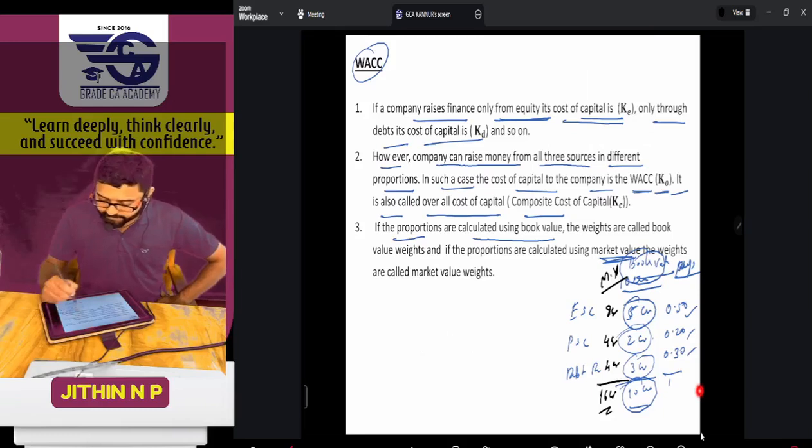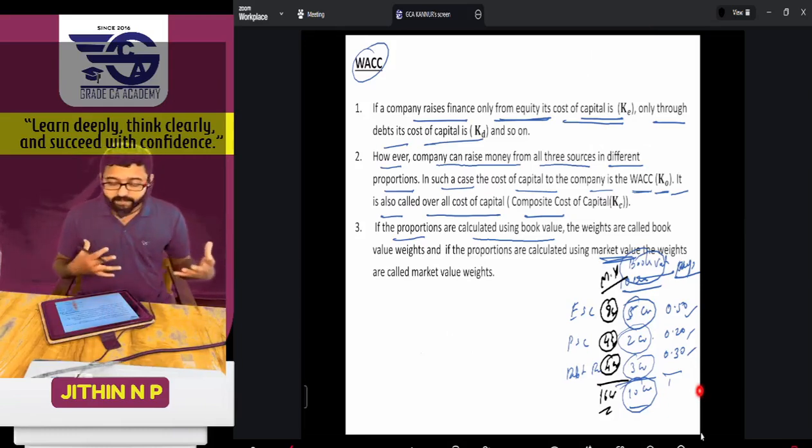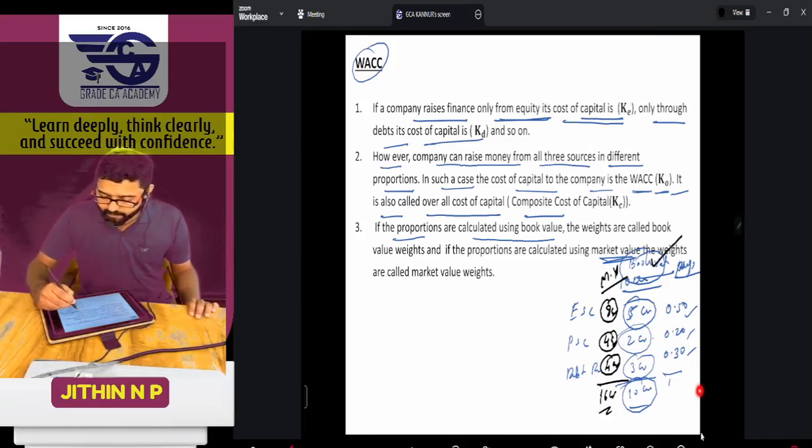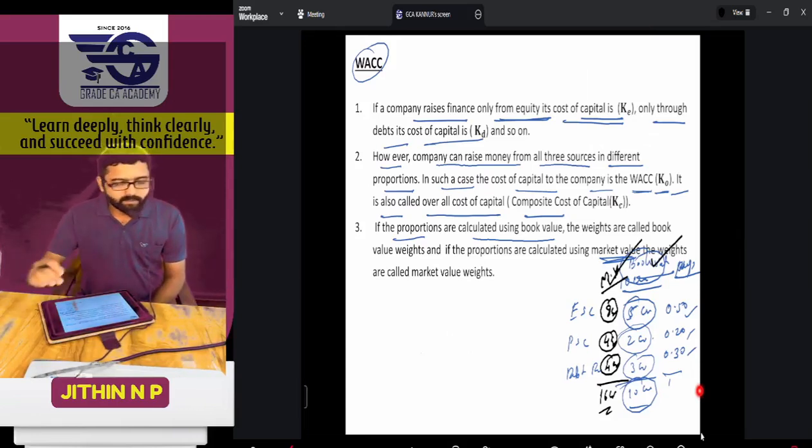This proportion is computed based on this market value, and that proportion is called market value weights. This weighted average cost of capital can be computed either based on book value or market value. Clear?